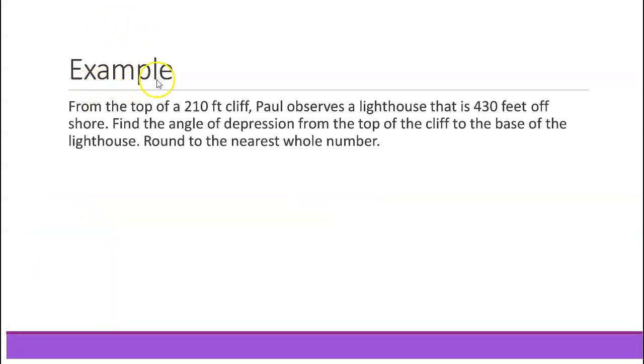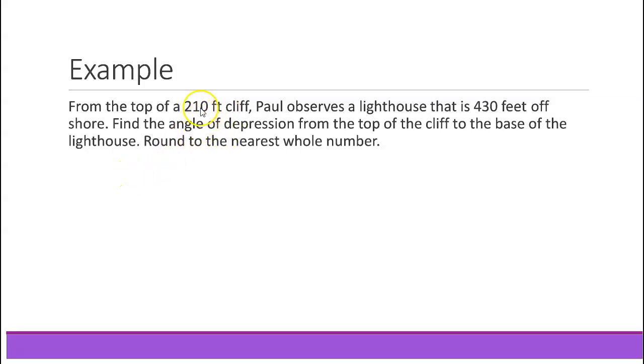All right, in this example, we are given this information. From the top of a 210-foot cliff, Paul observes a lighthouse that is 430 feet offshore. Now this problem is different. We don't have a diagram. So if we don't have a diagram, we need to construct a diagram. We're going to remember that we don't have to be artists. Our diagram is going to form a right triangle here.